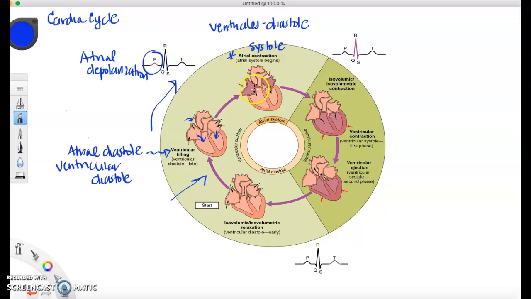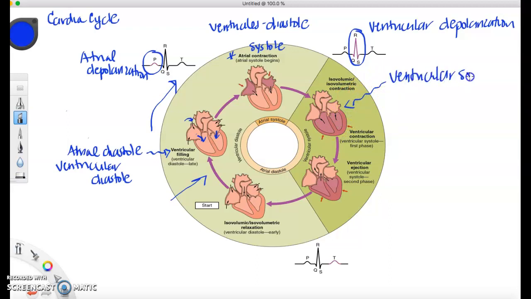So the atria are contracting, and while they're contracting, we're now going into the QRS complex. So ventricular depolarization. So the ventricles depolarize and the ventricles contract. So ventricular systole.